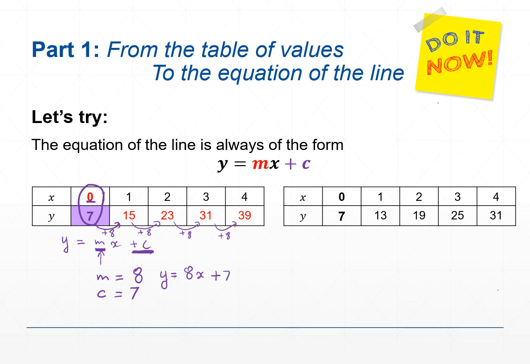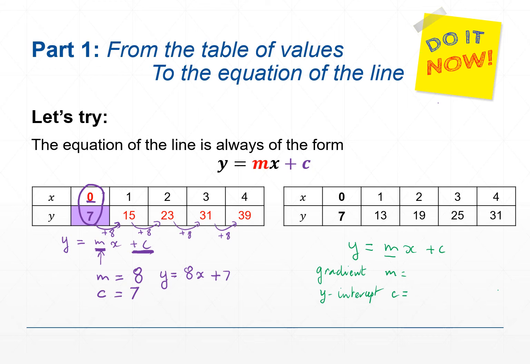Okay, so here's the correction for this question. Hopefully you've had a go at it. This is a table of values, and I'm looking for the equation of a line represented in the table. The equation of a line would be of the form y equals mx plus c. m is the gradient, and c is the y-intercept. So the y-intercept is c.